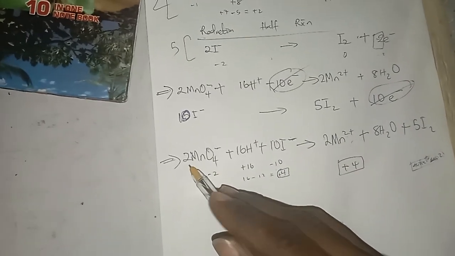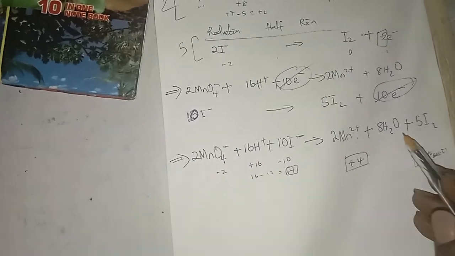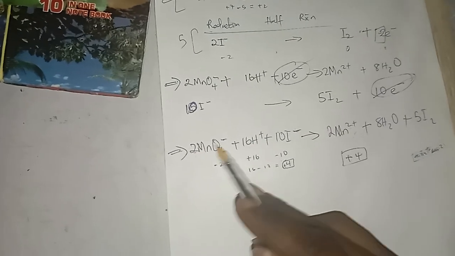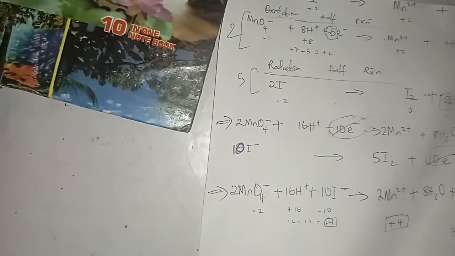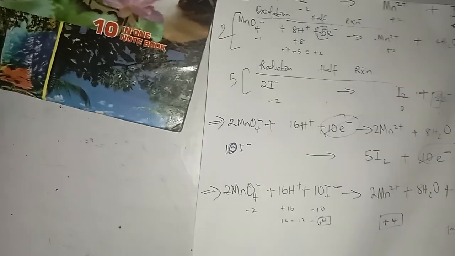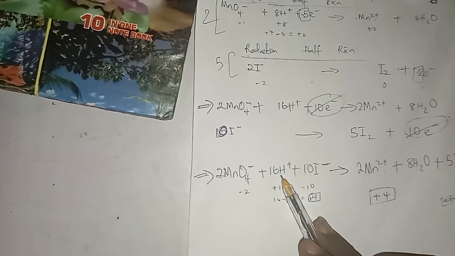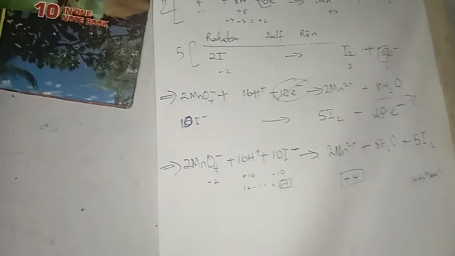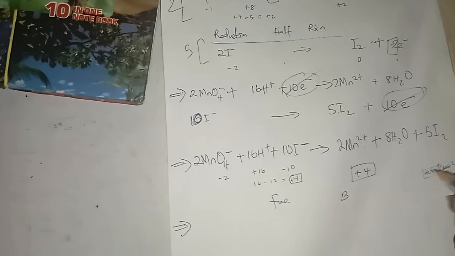balanced. So I have Mn2 here, 2 of this. O4, oxygen 4. How many oxygens do I have here? 4 times 2. This 2 is for the whole compound. 4 times 2, 8. So here I have 8. For hydrogen I have 16, 2 times 8, 16. Iodine I have 10, 2 times 5, 10. So it's balanced for acidic medium.